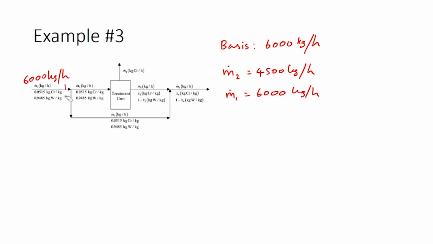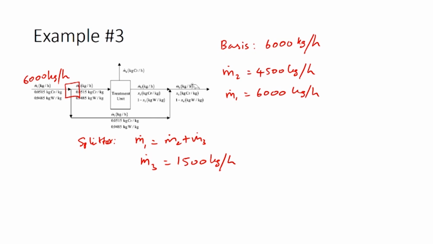If you were to write a material balance for the splitter, you would have one total balance that you can write. This balance would be M1 dot equals M2 dot plus M3 dot. Using this you can get M3 dot as 1500 kilograms per hour. So, we now have M1 dot, M2 dot and M3 dot. We need to know how much is M4 dot and what would be M5 and M6 dot.